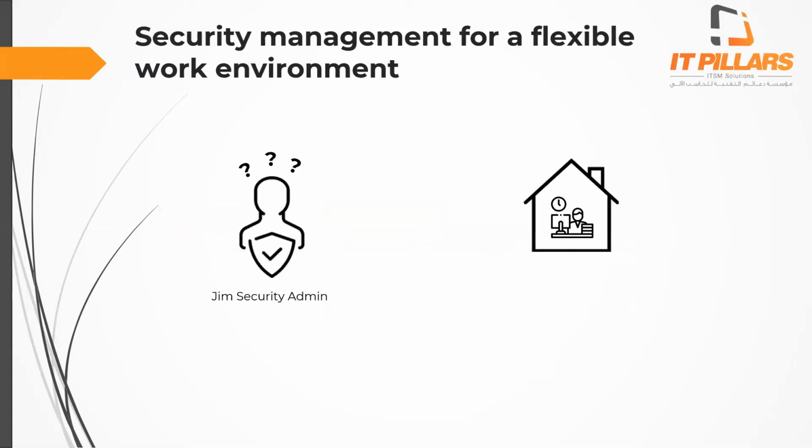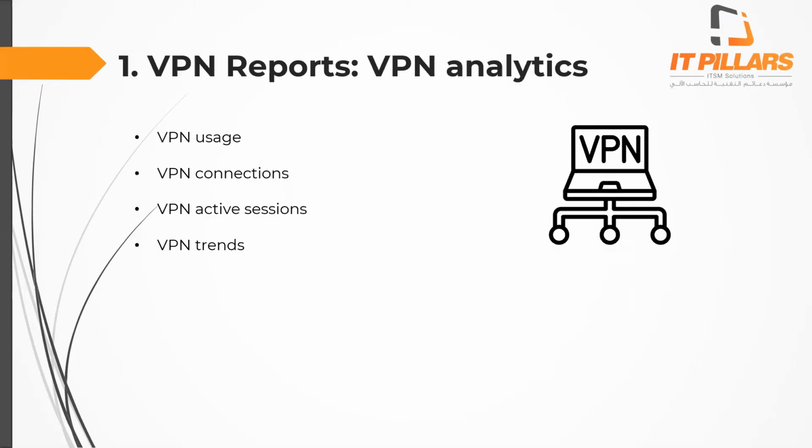Okay, for security management in a flexible work environment, since we all know that most organizations switched to the remote work from home model, we get multiple reports to help security admins identify VPN and bandwidth challenges and hiccups. You will be able to get VPN usage, VPN connections, VPN active sessions, and VPN trends. In VPN usage, you will get the amount of traffic consumed by VPN users. In VPN connections, you will be able to identify the number of users connected to your VPN. In VPN active sessions, you will be able to monitor active VPN user sessions and bandwidth consumed. And eventually the VPN trend will help you get the bandwidth and connection trend.